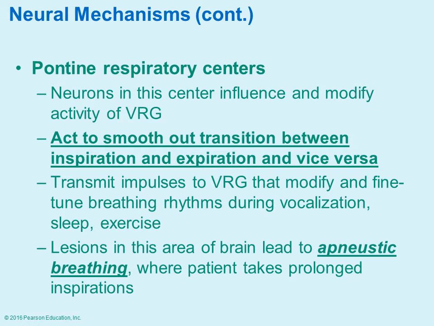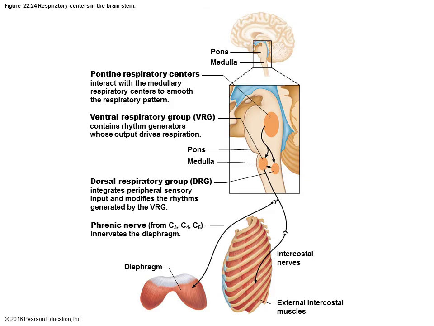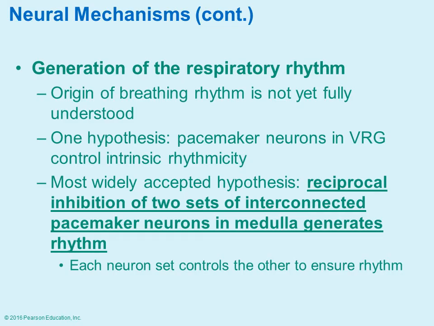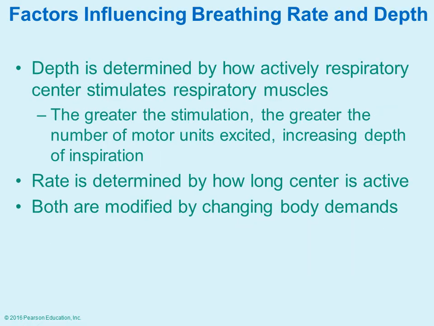You also have nerves that are helping to modify and fine-tune the breathing rhythm so that when you're speaking, there's changes. When you exercise, there's changes in the rate and the rhythms. And also, when you're sleeping, there's a change in the patterns. All these different respiratory centers and groups are working together to fine-tune and control the breathing rate. Exactly how the initial control is done, not all of this is known. There's a lot we don't know yet.